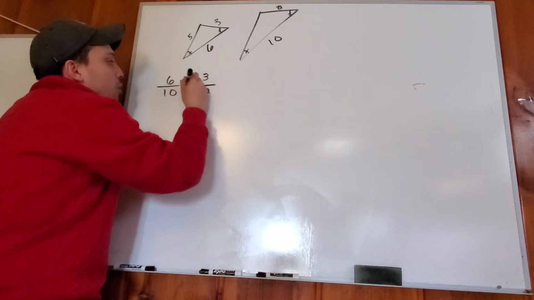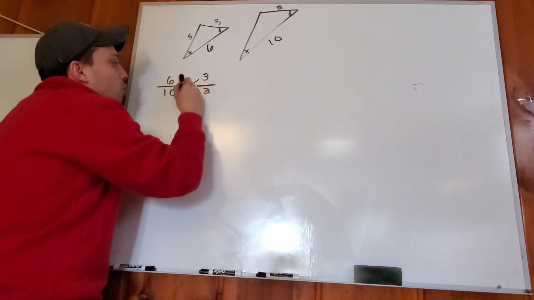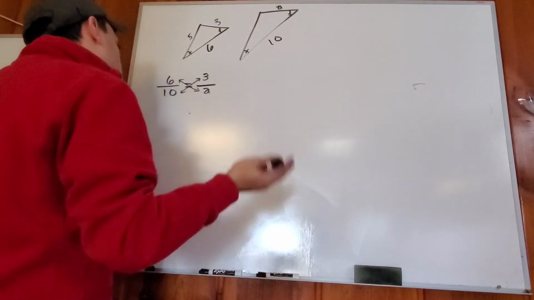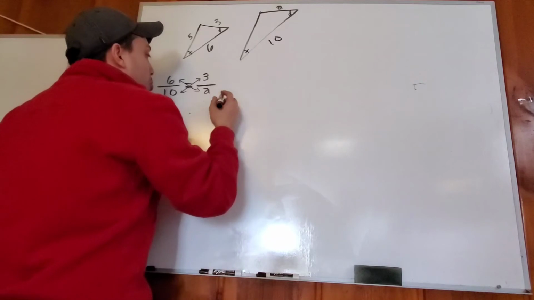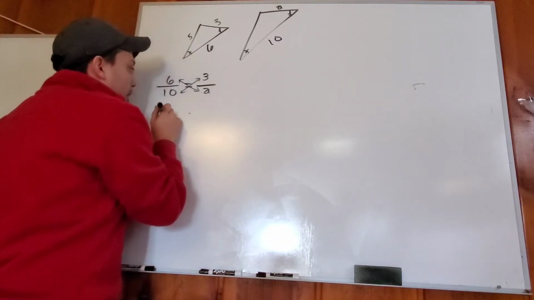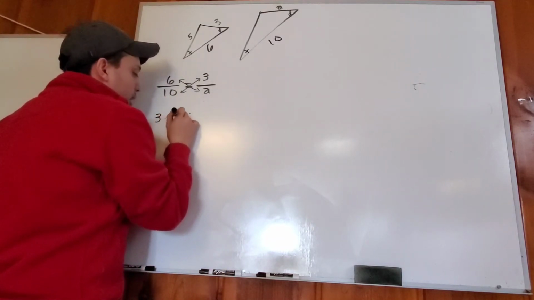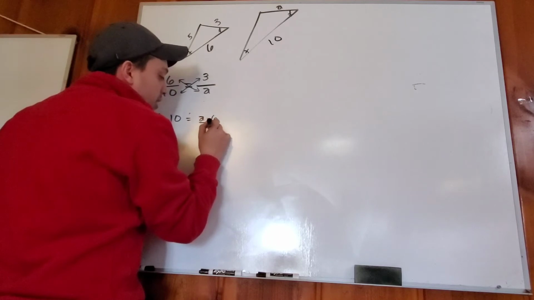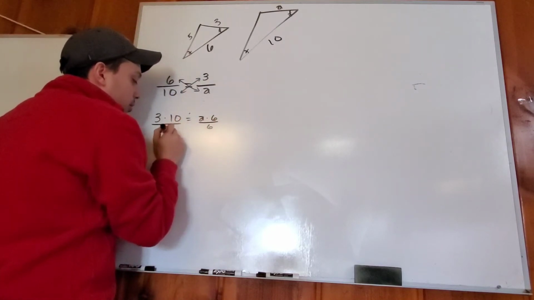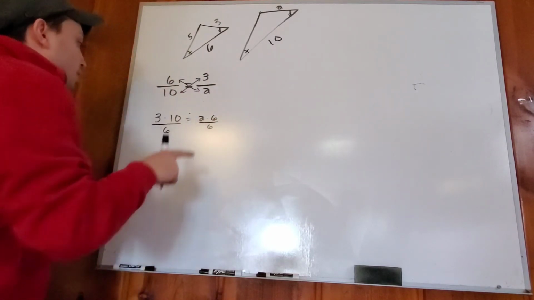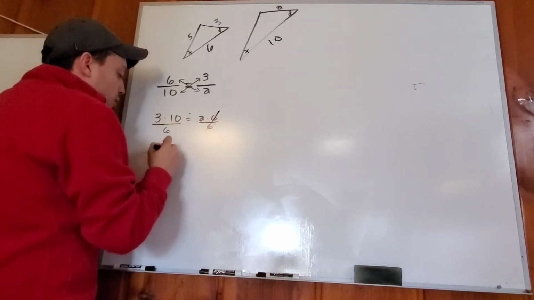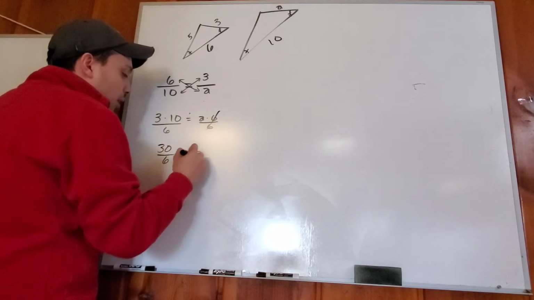Now we're going to do the good old cross multiplication. So we're going to multiply across. That's what cross multiplication means. And so we're going to have 3 times 10 equals A times 6. Let's then divide by 6 first. And there's two ways of doing it. Actually multiplying 3 times 10, which is 30, divided by 6, and A would be 5.